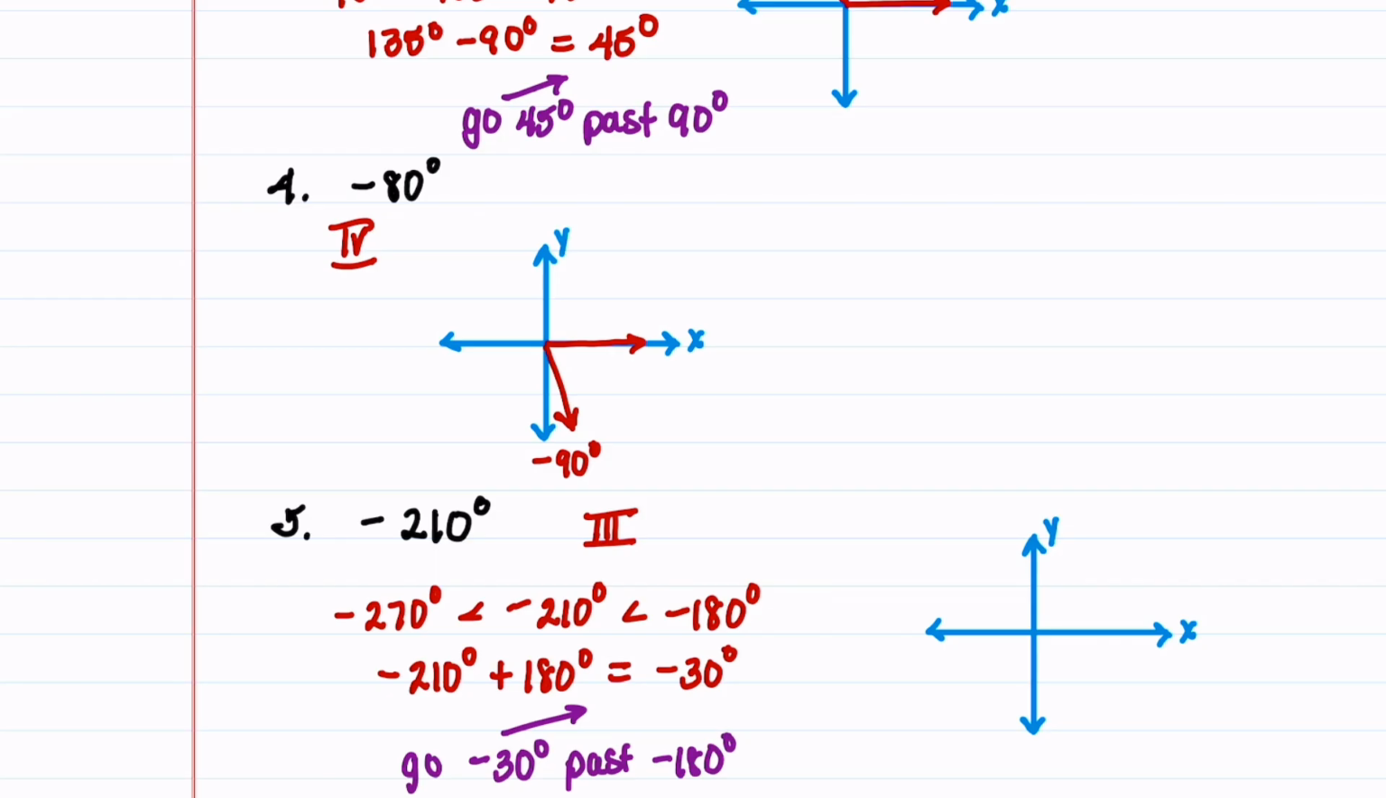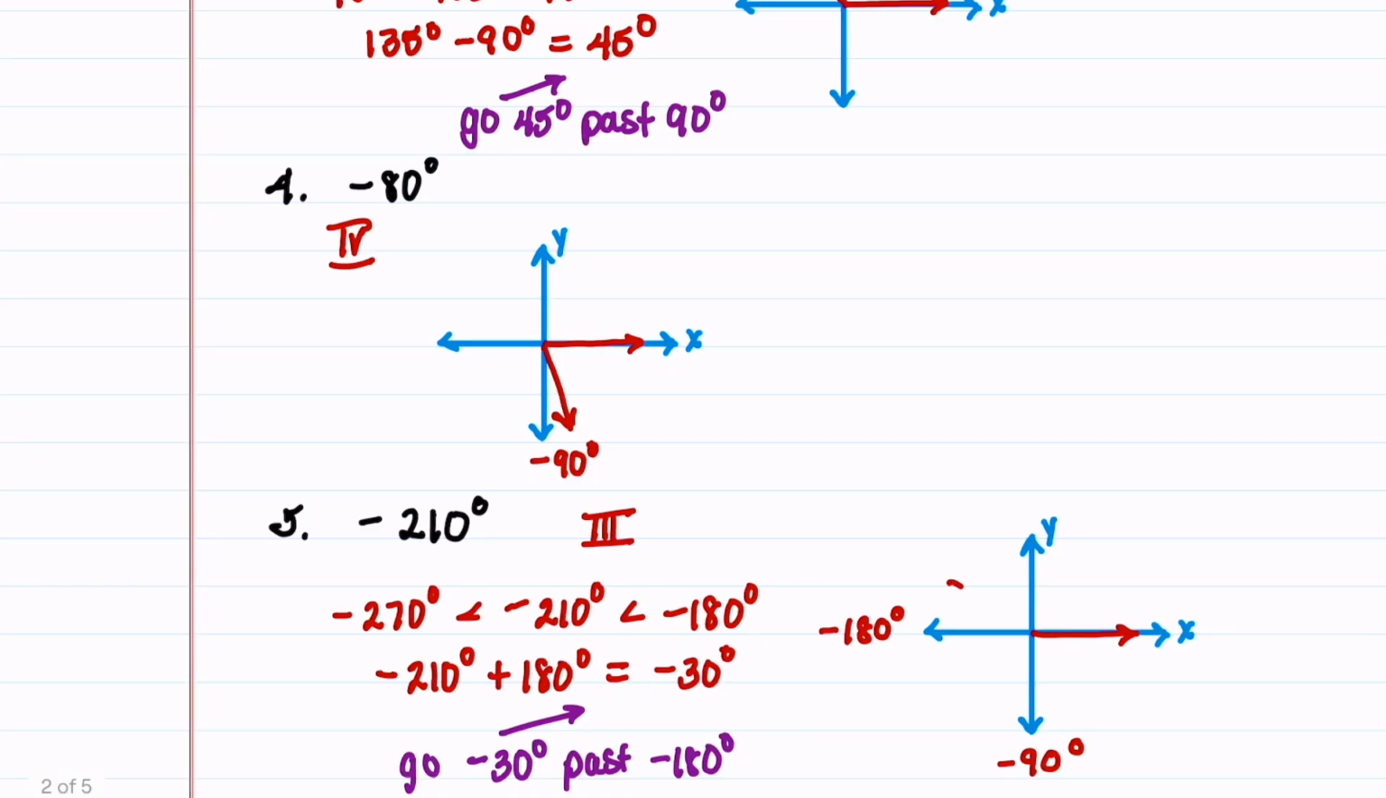So to draw this, we'll again start with our initial side along the x-axis, and we'll label the bottom part of our axis as minus 90 degrees, and we'll label the left part as minus 180 degrees. So we're going to go past minus 180 degrees and go 30 more degrees past that. So that puts our angle right here. So this is our angle written in standard position.